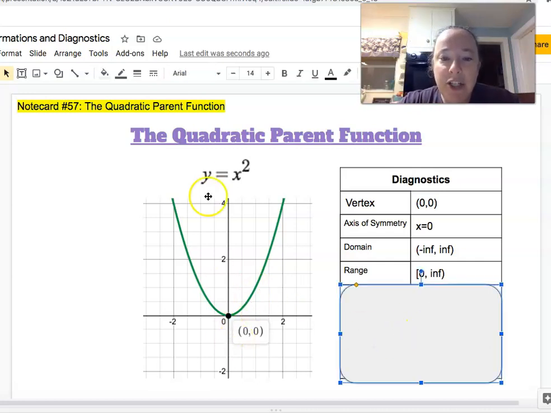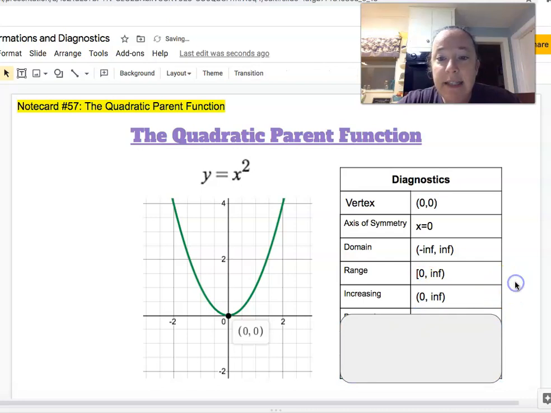Now the next thing I'm going to ask you is, where is this parent function increasing? That's when you look from left to right where it rises, and that's happening from here on. Now you notate it with the x value, so it starts at 0 and goes on to forever. And increasing and decreasing, you do not use brackets, so it's going to be parentheses 0 to infinity.